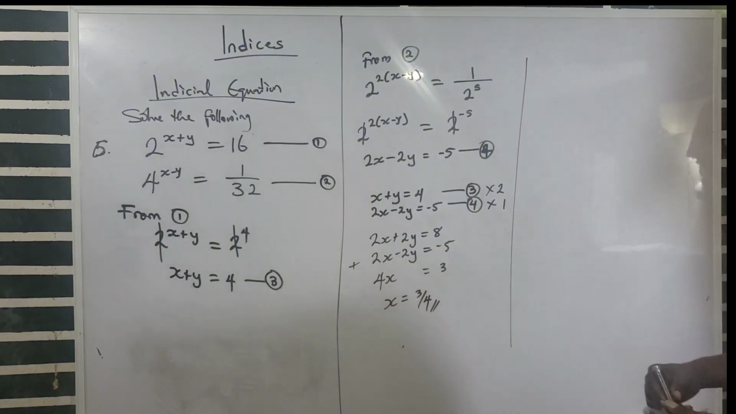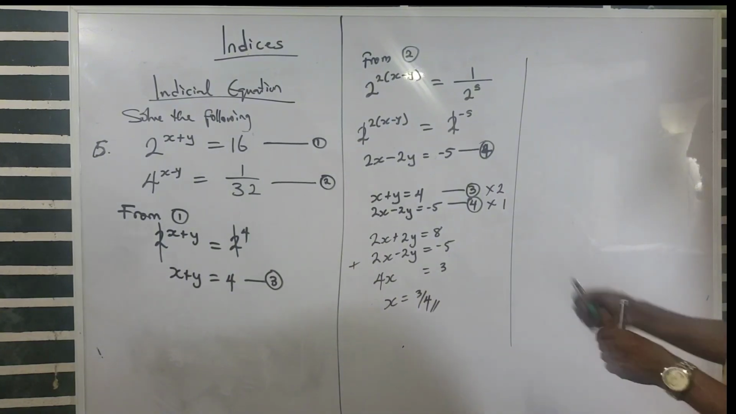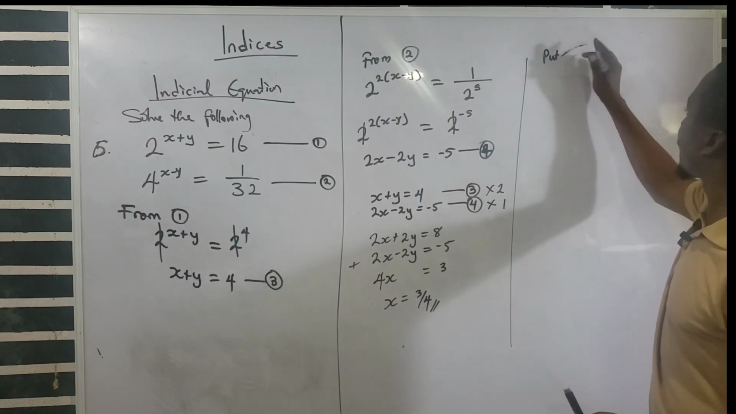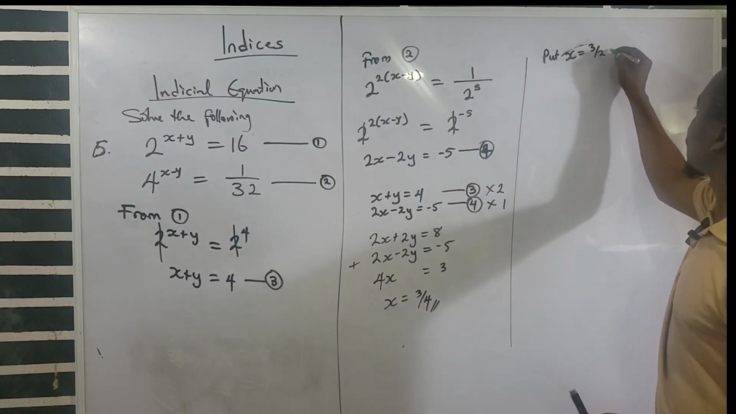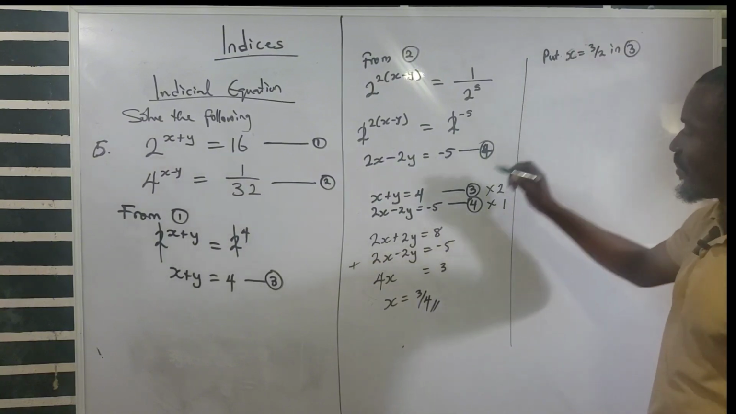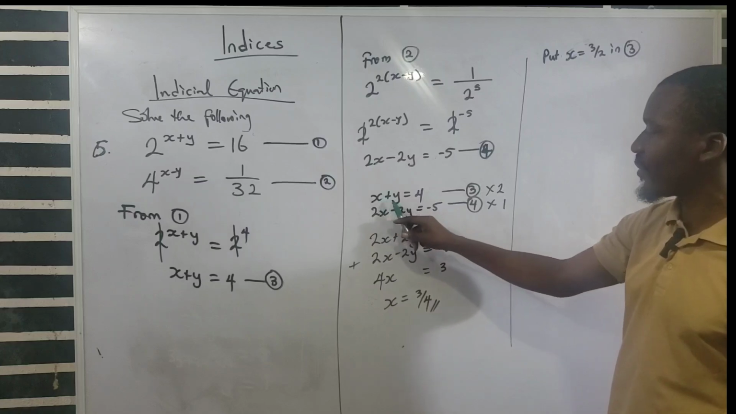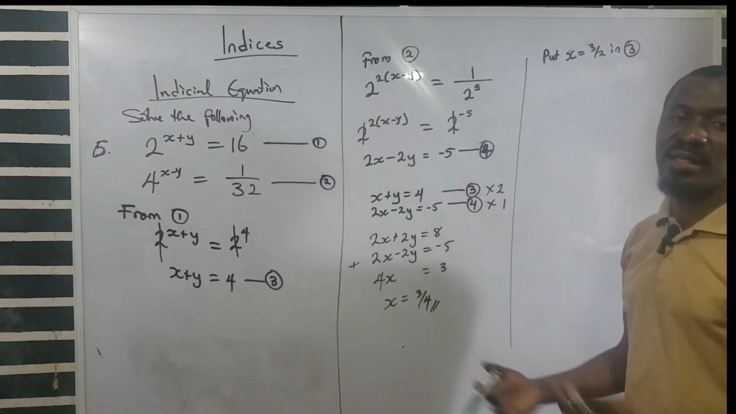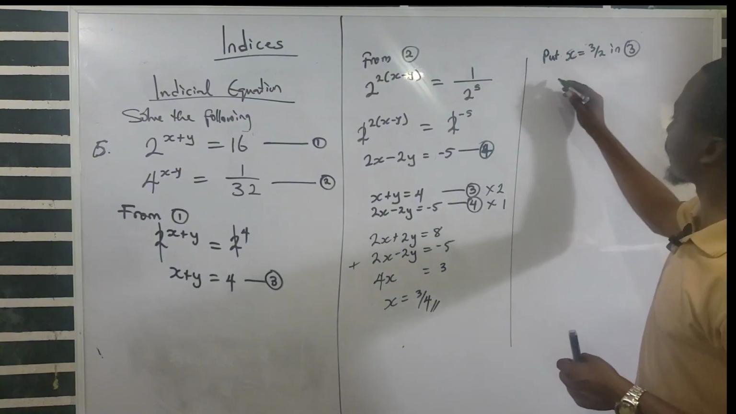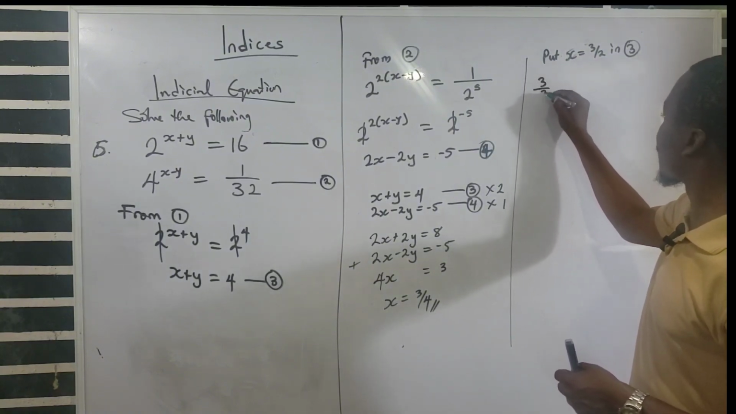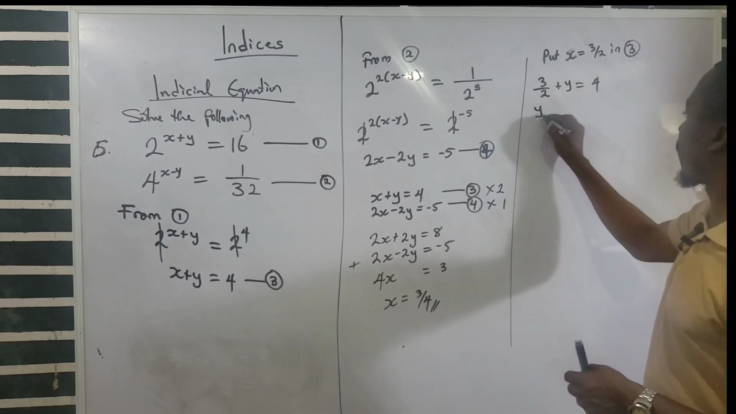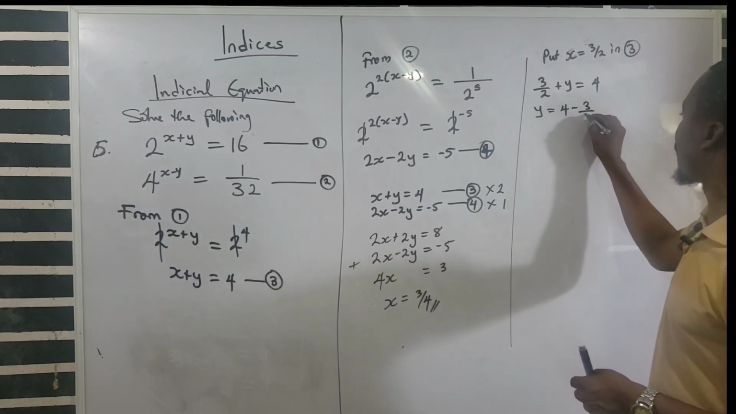The next thing is to get our y. So where can we put it? Equation 3. So put x equals 3 over 4 in equation 3. Why do I choose equation 3? Because you can see equation 3 doesn't have a lot of numbers that will give us issues. So you have 3 over 4 plus y equals 4. So take this one over here. y equals 4 minus 3 over 4.